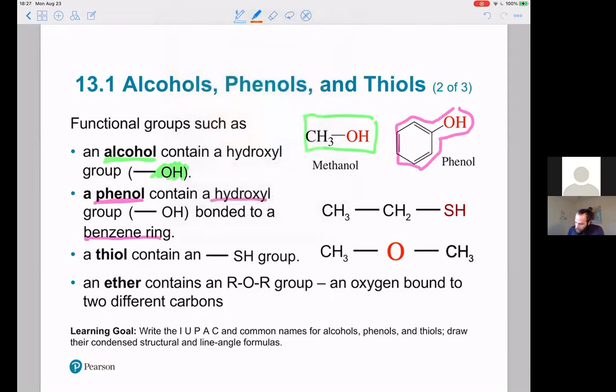A thiol is also like an alcohol, but instead of oxygen, it has sulfur. So there's an SH group. If you look on your periodic table, you'll notice that sulfur sits right underneath oxygen. So they tend to have similar properties, same number of valence electrons, all that good stuff. So a thiol is an organic compound where you have an SH group bound to your carbon.